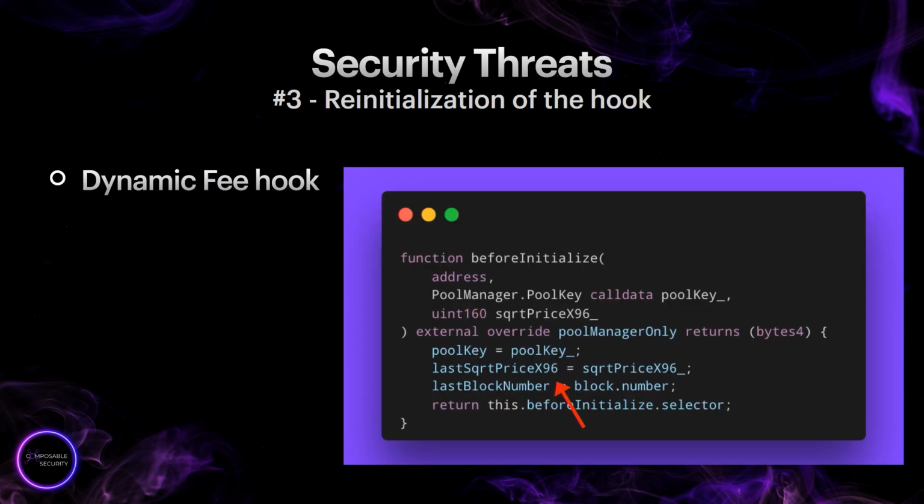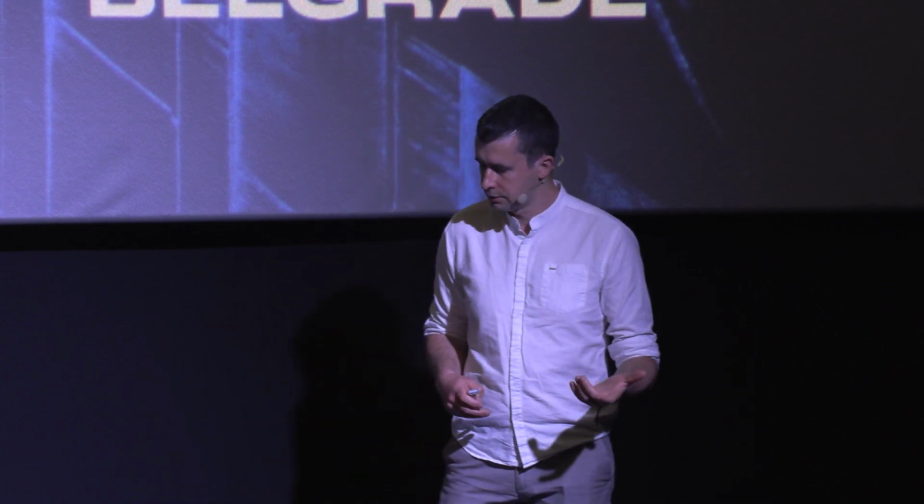Here's an example of a dynamic fee hook, because this is also one of the things that v4 introduces. And again, we have this before initialize function. But as you can see, it's already protected. There is that pool manager only modifier, so you cannot call it directly, right? And what it does, it simply takes the pool key of the pool being initialized and gets the last block number and last price.